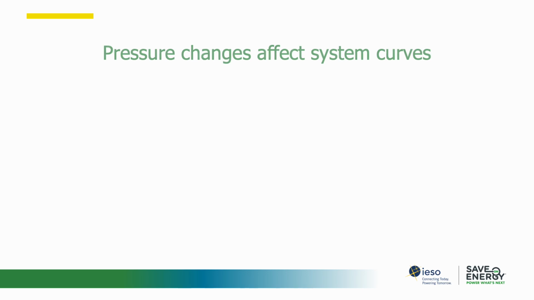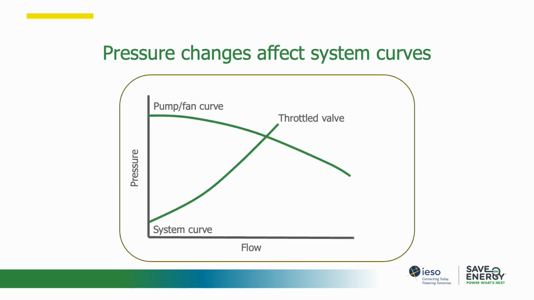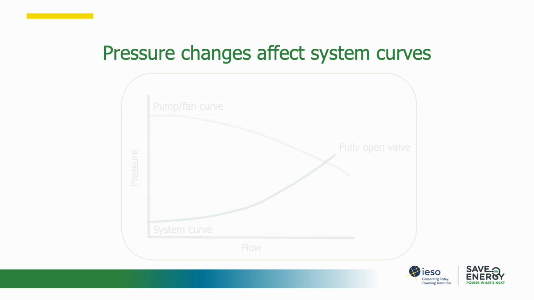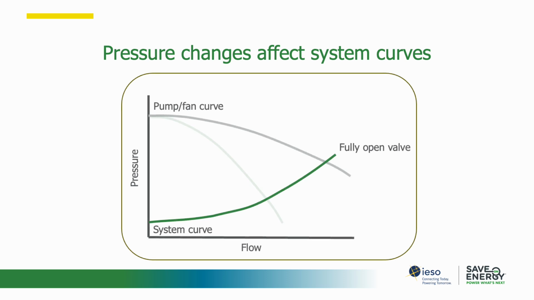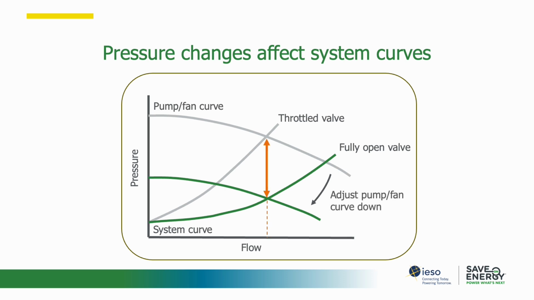Reducing the pressure will change your system curve. Because pump power is directly proportional to pressure, less power is required to deliver the same flow at a lower pressure. To realize these savings, your system must be able to adjust the pump or fan curve down to match the system curve at the desired pressure. Left unchecked, a reduced pressure can cause the pump or fan to increase flow beyond what's required, wasting energy. By using a VFD, the pump or fan speed can be reduced to better match requirements and achieve energy savings.